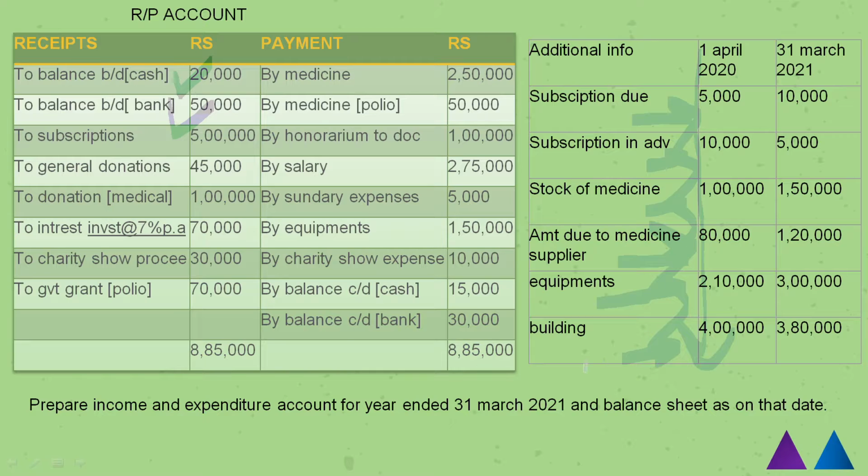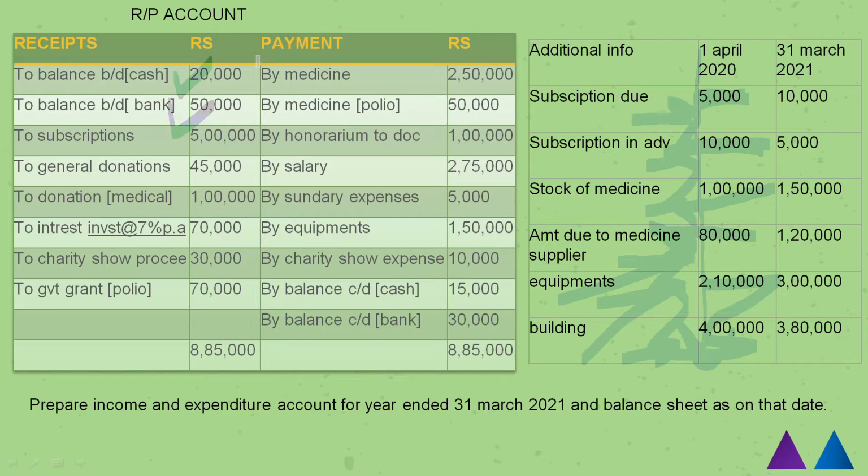Equipments and building are assets, so we are going to add them on last year's asset side. Amount due to suppliers is a liability because we'll still have to pay it. Stock of medicine is an asset, so we'll add it on the asset side of last year's balance sheet. Subscription received in advance is a liability for us, so we'll add it on the liability side of the previous year's balance sheet, and subscription due is an asset for us.